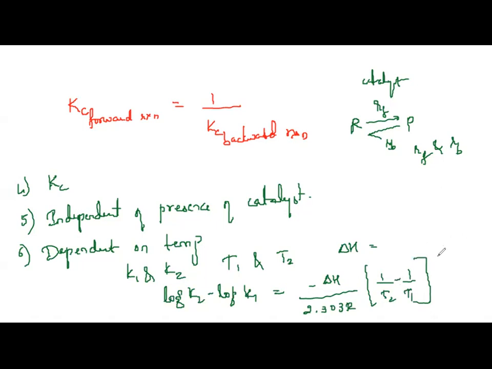It is called Van 't Hoff's equation. The effect of temperature, with this equation, can be studied in three cases. Which are the three cases? First one, when delta H is equal to 0.